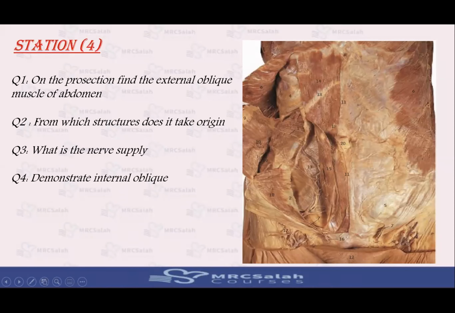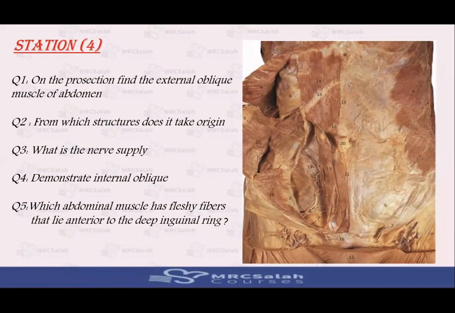Can you identify the internal oblique? Dr. Haifa? It's number 10. Yes, exactly. Okay. Which abdominal muscle has a fleshy fiber that lies anterior to the deep inguinal ring? Internal oblique muscle. Yes.